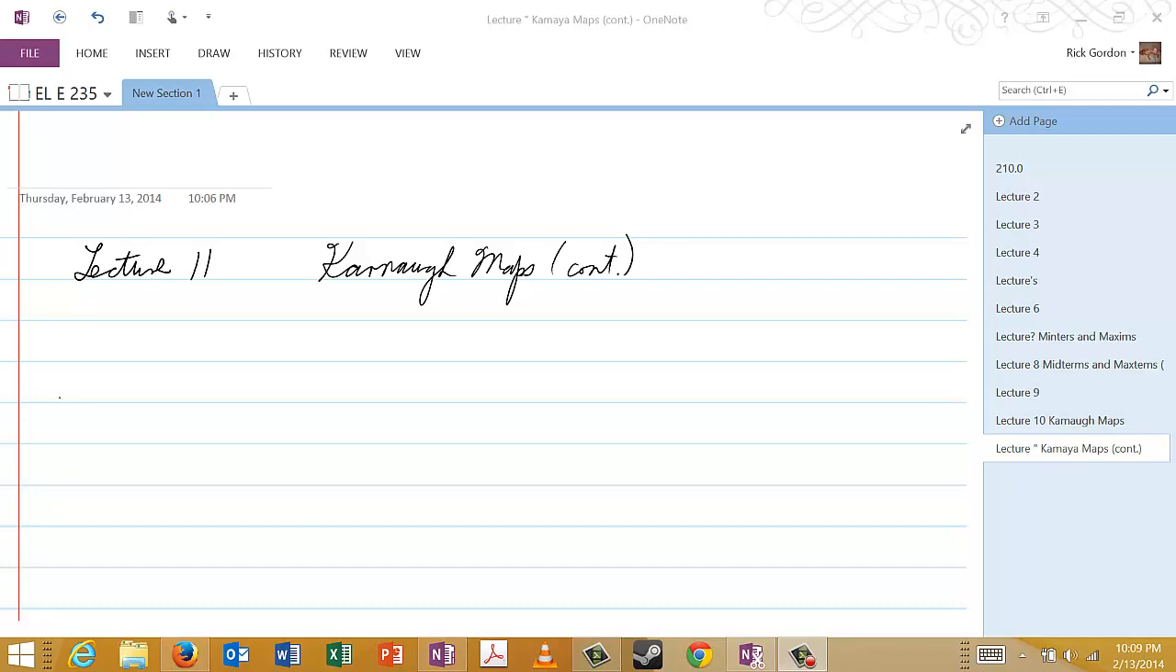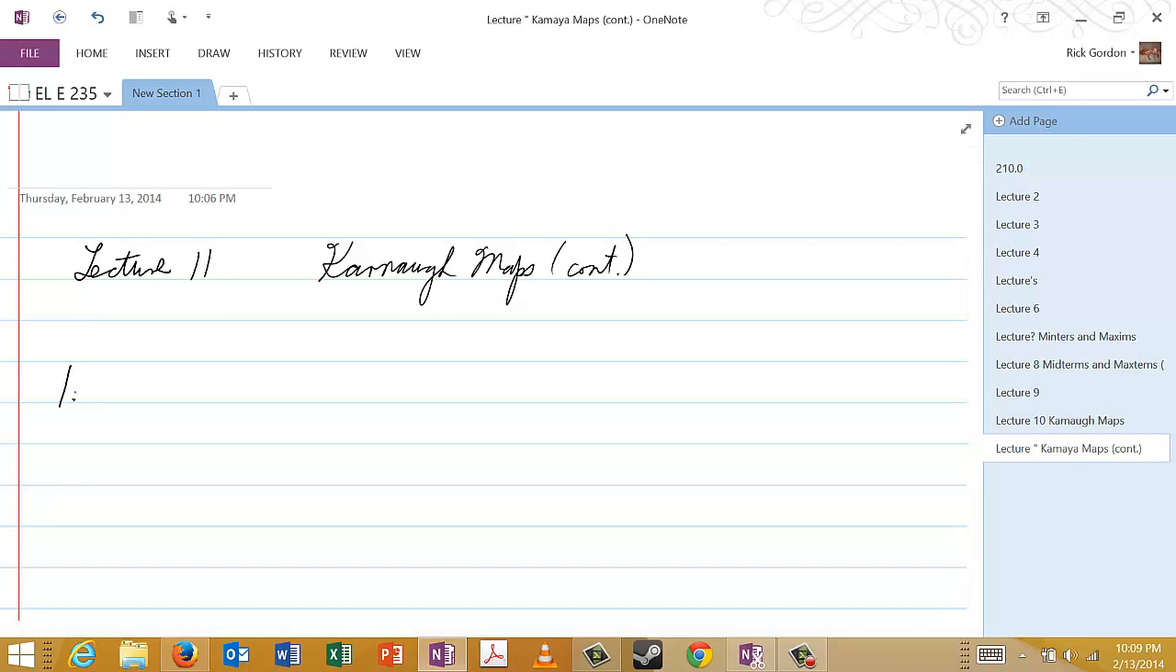Welcome to Lecture 11, where we continue our discussion of Karnaugh maps. In this lecture, we'll learn, or begin to learn, how to use Karnaugh maps to simplify functions, and in fact to write them as simply as possible. I like to give students a set of guidelines, or maybe you might even call it a recipe, for how this can be done.